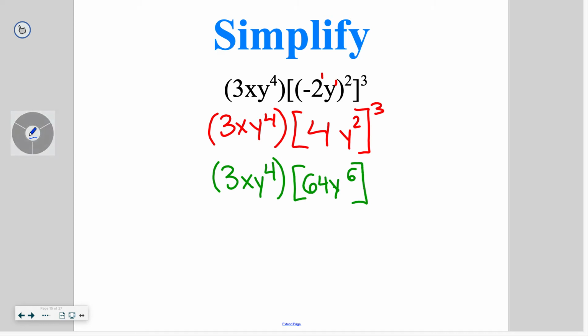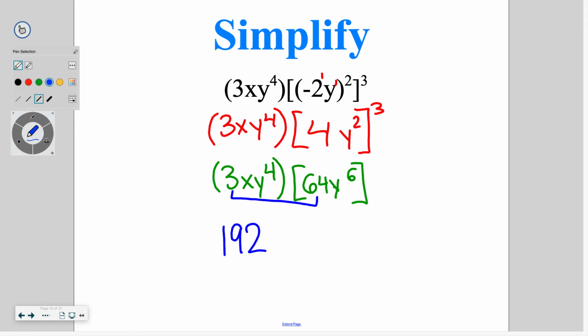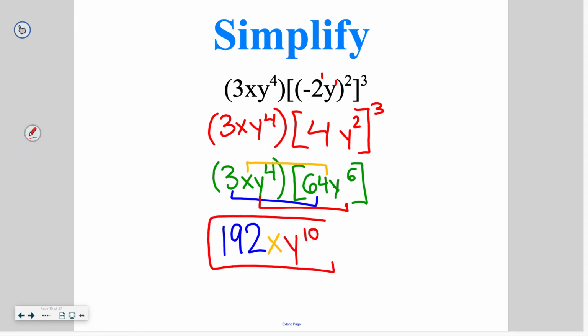Now that both parts are simplified individually, we're going to multiply them together. So we've got 3 times 64 giving us 192. And then we have the x times nothing, so we just have x. And then the last part, we've got y to the 4th times y to the 6th, giving me y to the 10th. So we have 192x y to the 10th when the expression is completely simplified.